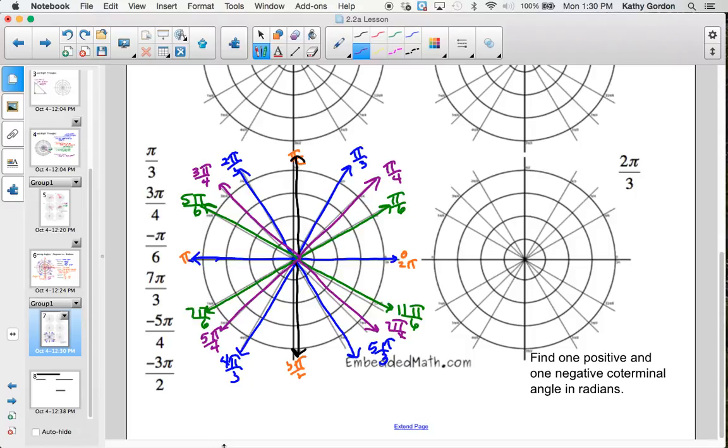Negative 5 pi over 4. Should I count the greens, the blues, or the purples? Purples. And which direction am I going to go? No, clockwise. Clockwise, because it's negative 5 pi over 4. So there's 1, 2, right? I have to count the 2's because they're just reduced 4's. 3, 4, 5. So it's coterminal with 3 pi over 4. That would be in the second quadrant. Okay, got the idea?